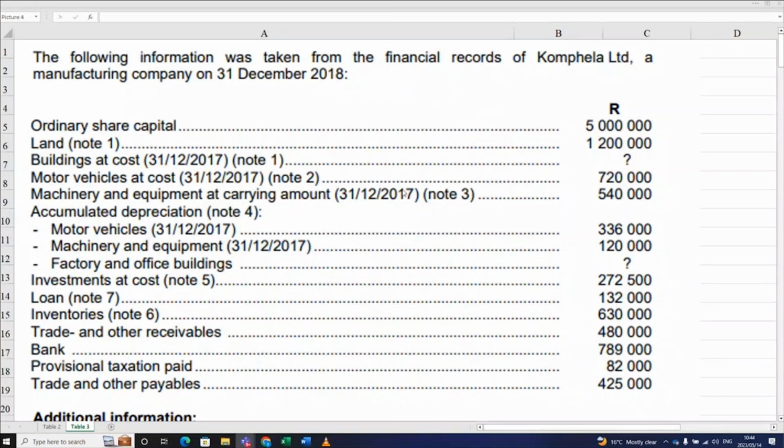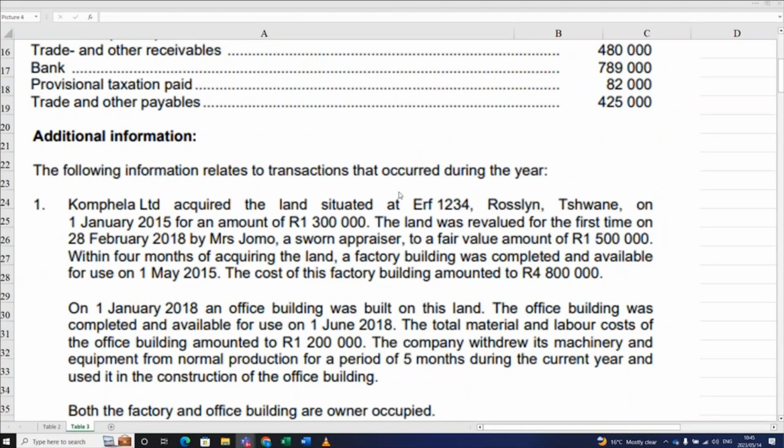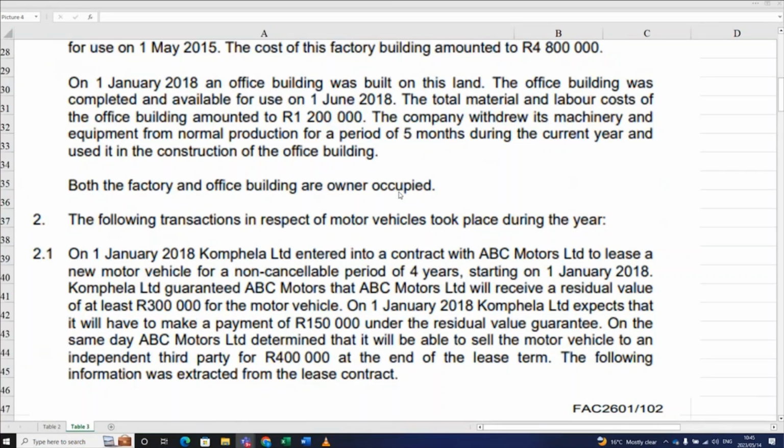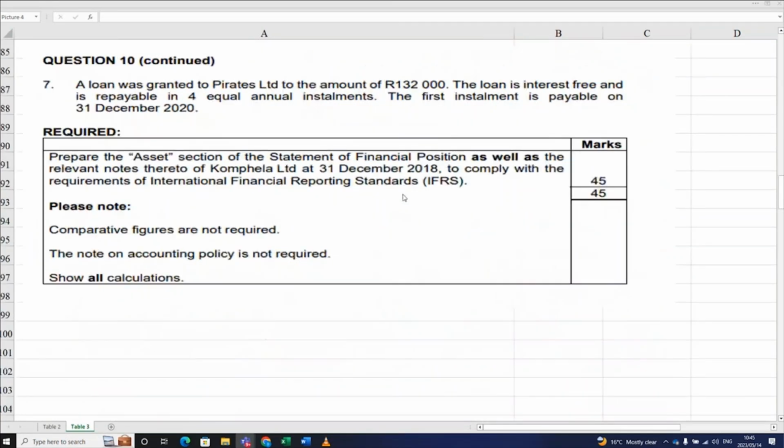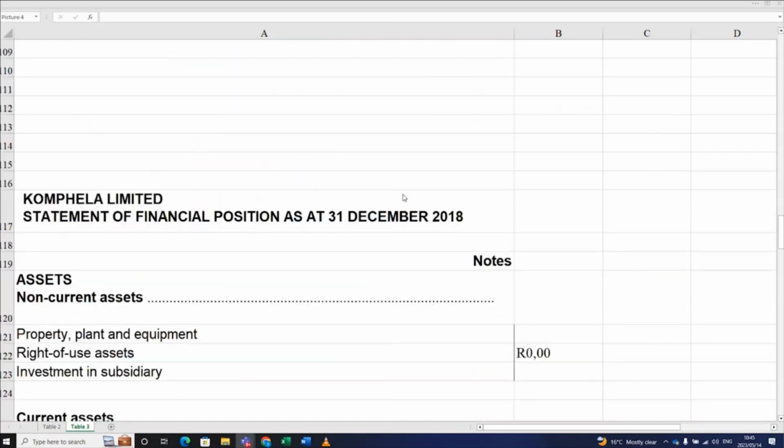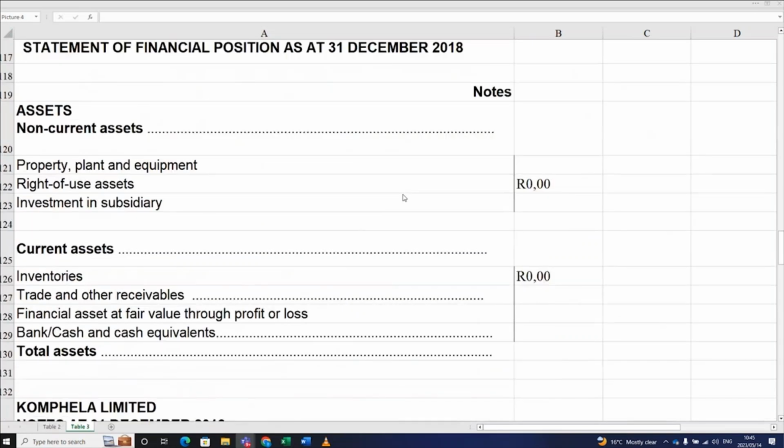So we'll be doing Komphela Limited, all right? As good exam technique, we know to always start with the required, okay? It's asking us to prepare the asset section of the statement of financial position, as well as the relevant notes thereto of Komphela Limited at 31 December 2018 to comply with the requirements of IFRS, International Financial Reporting Standard.